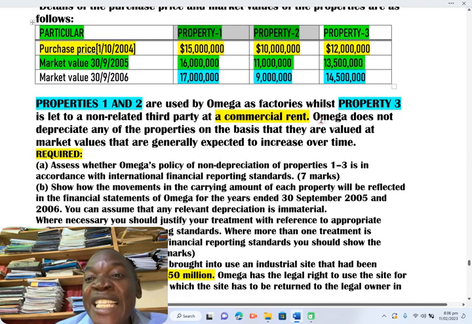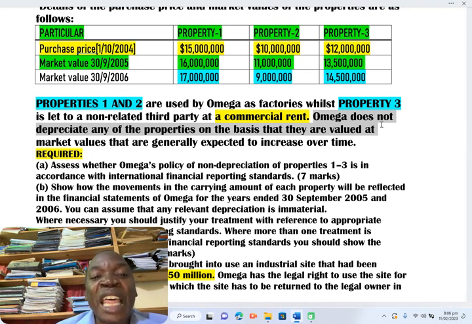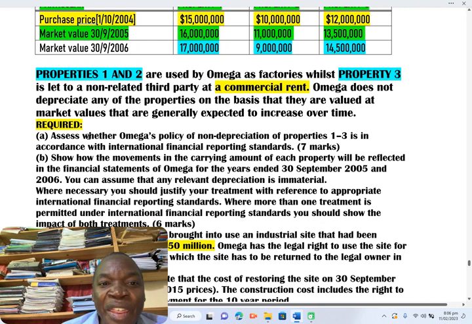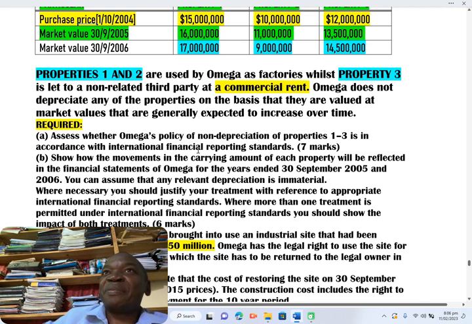Anasema Omega does not depreciate any of the properties on the basis that they are valued at market value and are generally expected to increase over time. Kwa hiyo hadepreciate haya majengo yote matatu. Kamaliza swali lake. Sasa part A anasema assess whether Omega's policy of non-depreciating property 1 and 3 is in accordance with IFRS. Je, yuko sahihi kutodepreciate majengo? Max ngapi pale? 7.